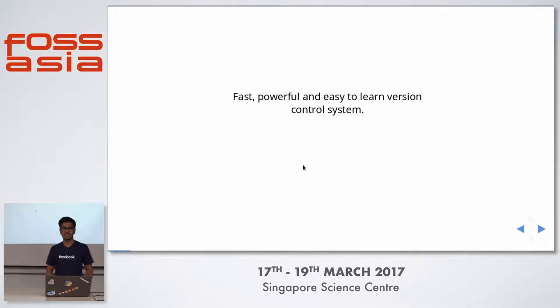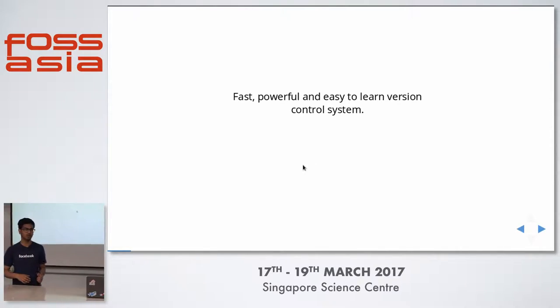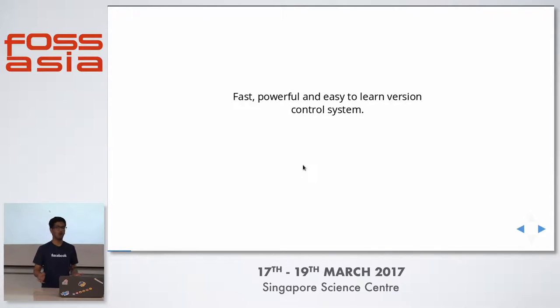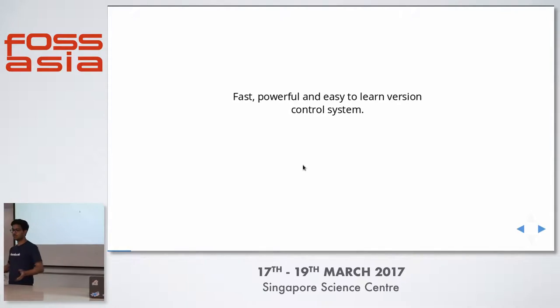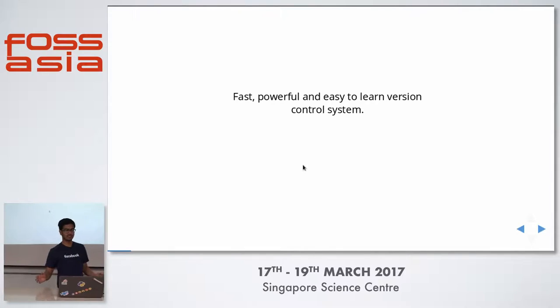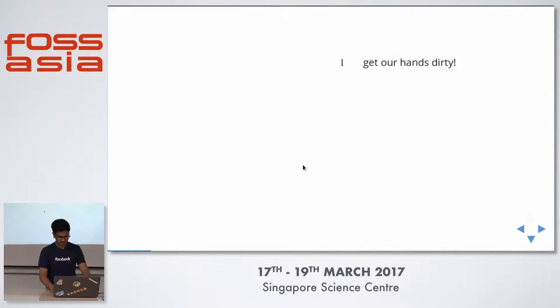So, this session will be more of a demo. Most of you have used version control systems, mostly all of you have used Git over here. So let's dive into Mercurial and see how it's better than Git and other version control systems and how we can use it. So let's start.